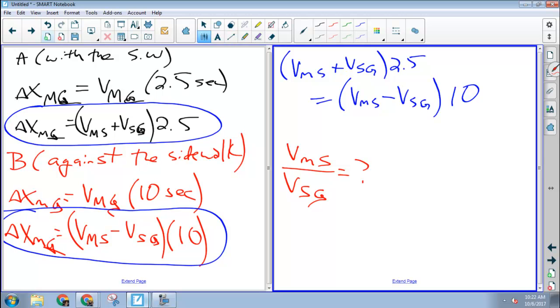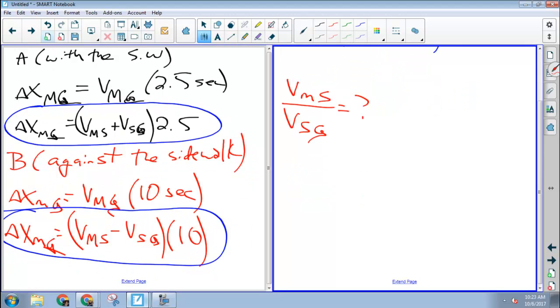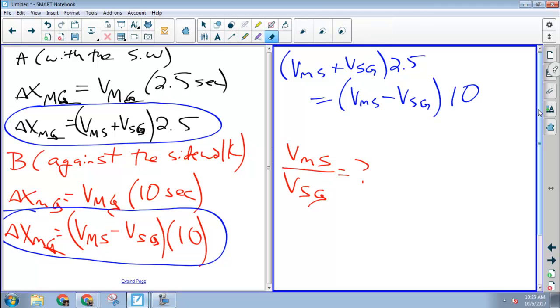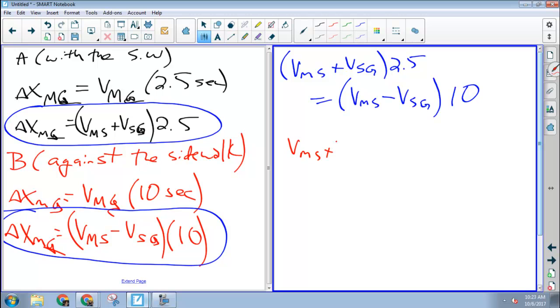Basically we want to get all the VMS on one side and all the VSG on the other side, right? So you can distribute, which totally works. It's not how I would do it, because isn't 10 a multiple of 2.5? So let's divide both sides by 2.5. So if I divide both sides by 2.5, you get VMS plus VSG equals VMS minus VSG times 4. Now we can distribute. Does that make sense?